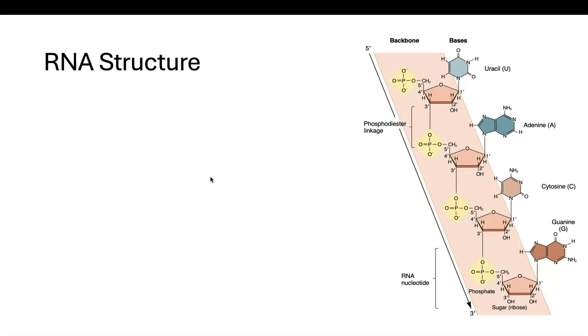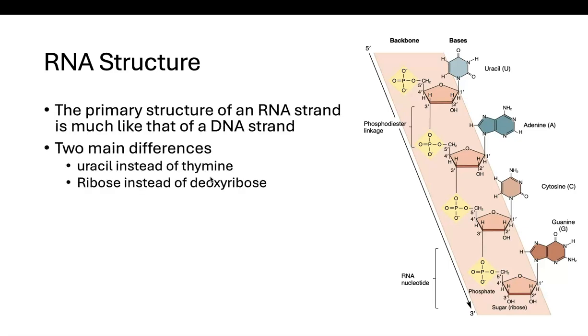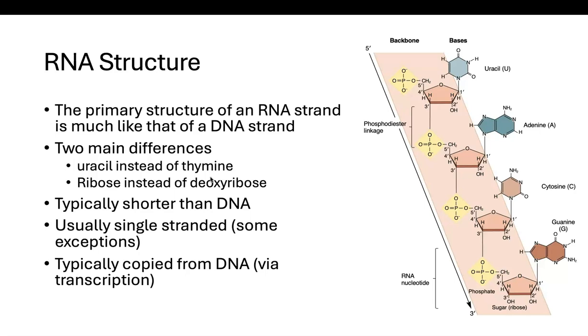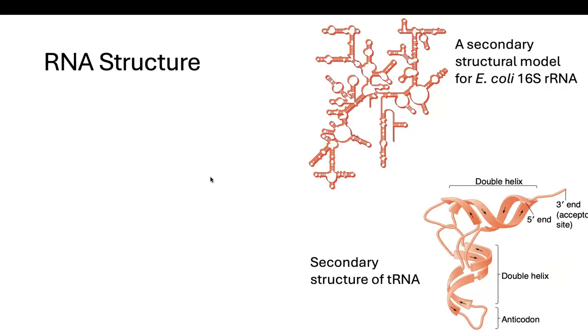The basic structure of RNA is largely the same. Two main differences, uracil instead of thymine and ribose instead of deoxyribose sugar. Typically, our RNA molecules are much shorter than our DNA, and usually they are single-stranded, though they will form some short segments of double-stranded. Our RNA is typically copied from our DNA via transcription. And RNA structure is really important to a lot of the work that's done in our cells.